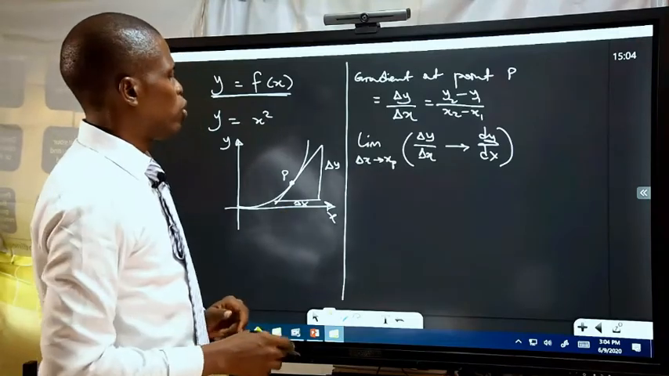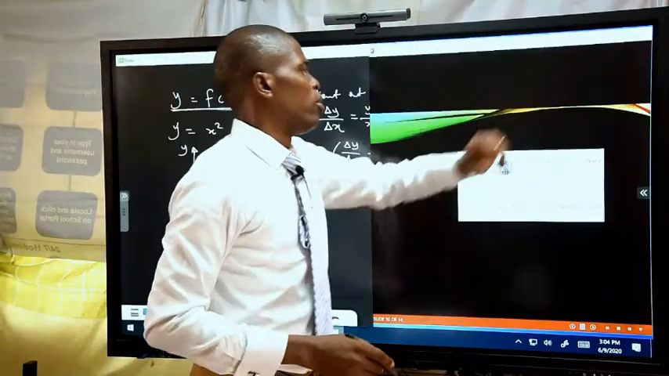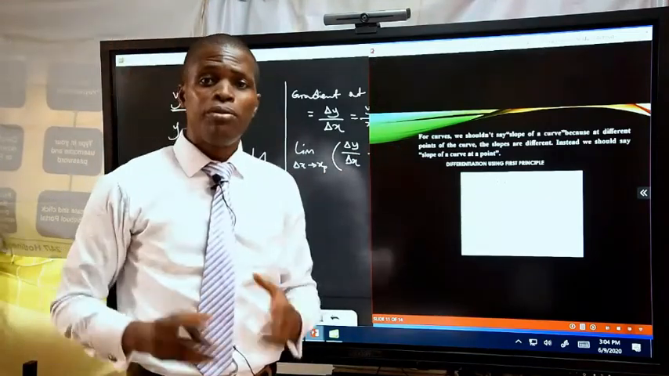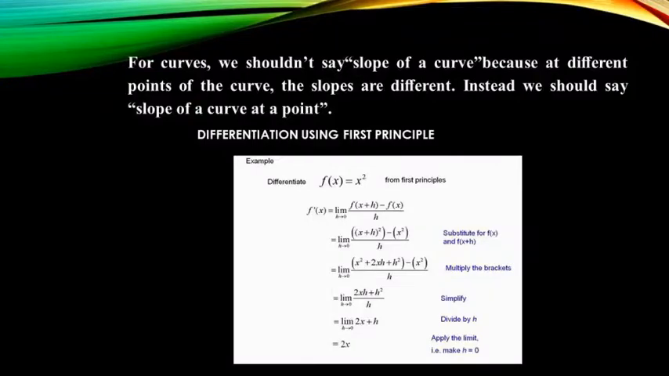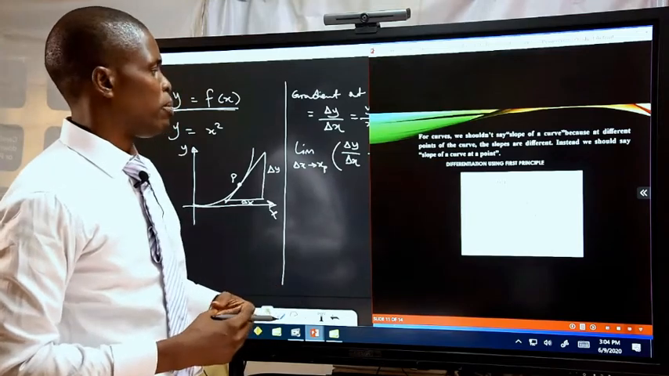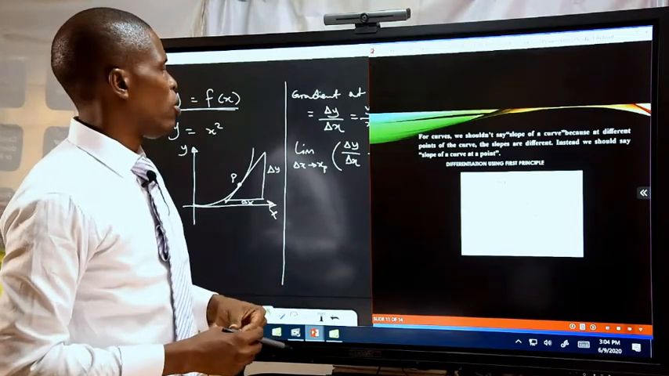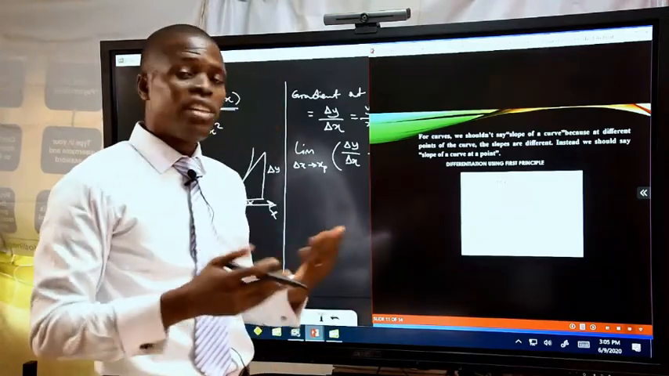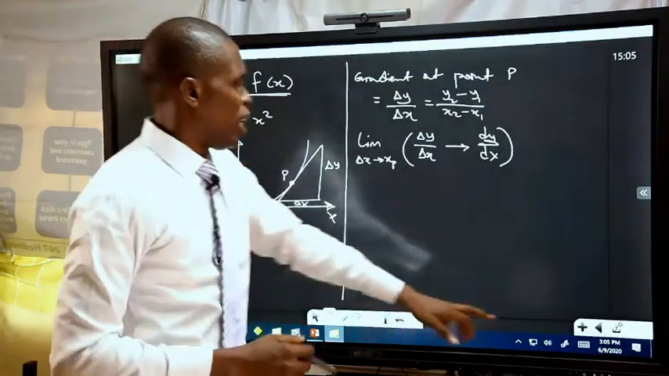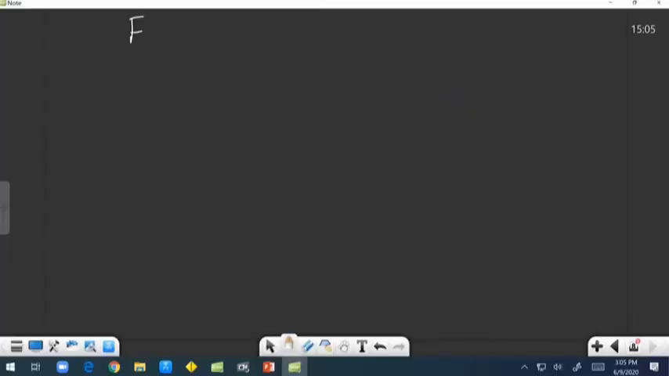So that will lead us to what we call first principle of differentiation. How do you differentiate using first principle? If you can understand how to differentiate using first principle, then you can solve a lot of problems. Let's see how we can solve problems using first principle. With that, we can go ahead and solve other related functions, different types of function in calculus. Okay, now let's look at first principle of differentiation.